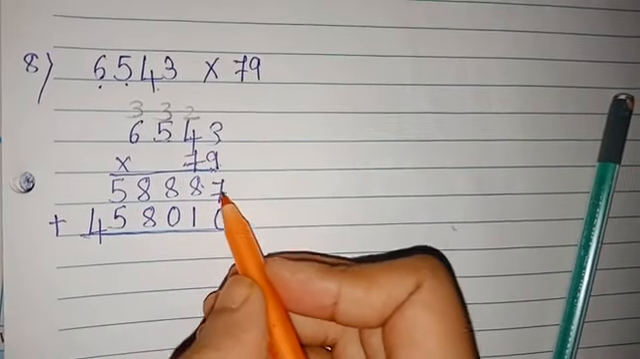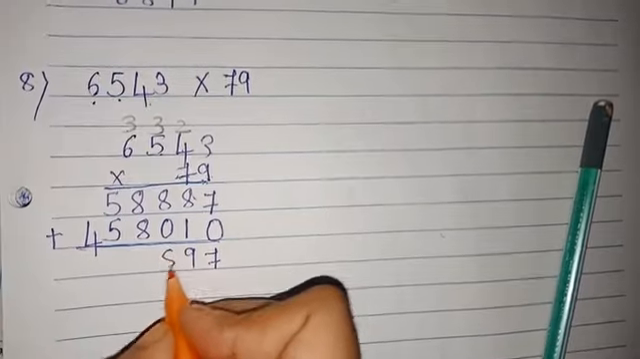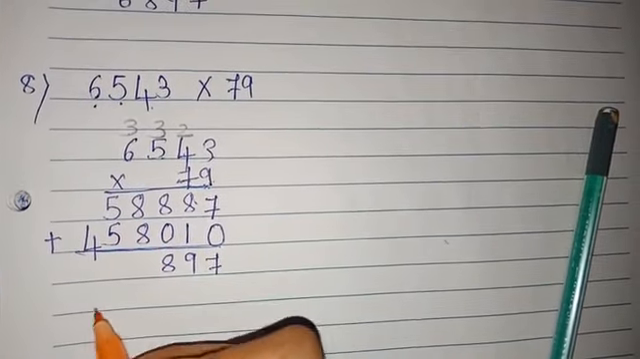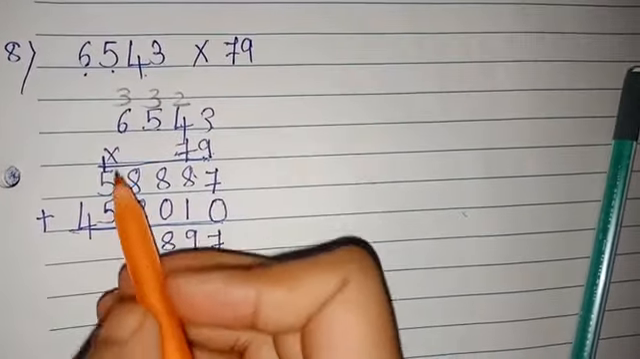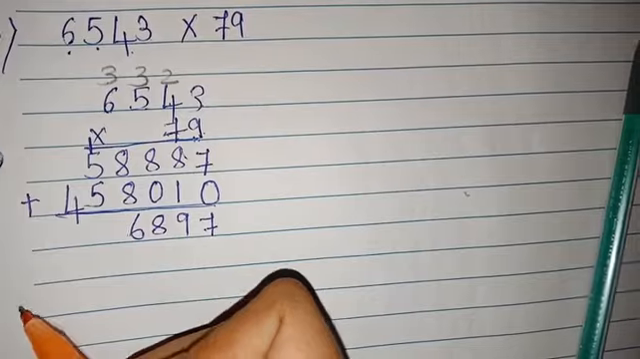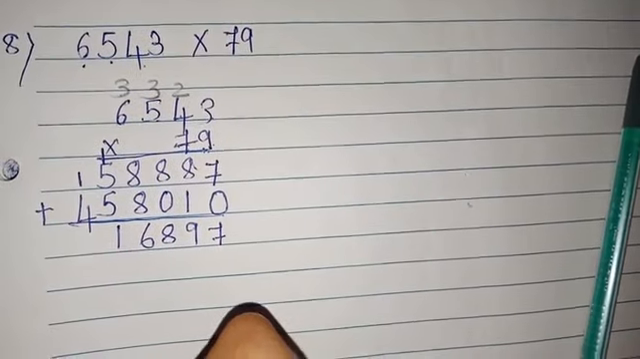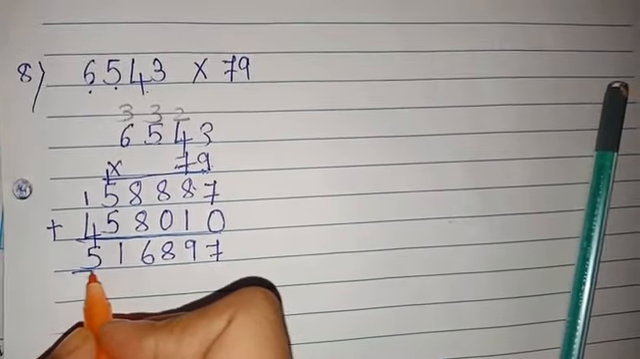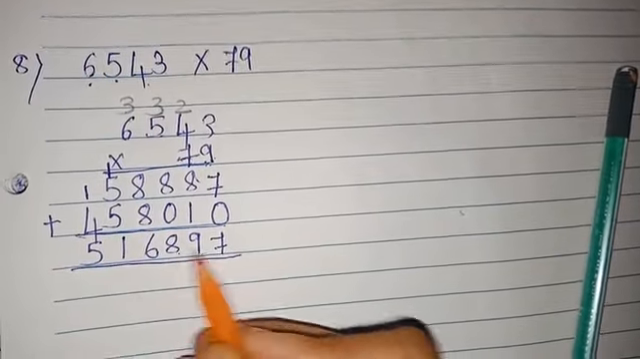So we get 7 plus 0 is 7. 8 plus 1 is 9. 8 plus 0 is 8. 8 plus 8 is 16. 6 will come here and carry forward 1. 1 plus 5 is 6. 6 plus 5 is 11. So 1 will come here and carry forward 1. Now 1 plus 4 is 5. So we get 5,16,897. Done.